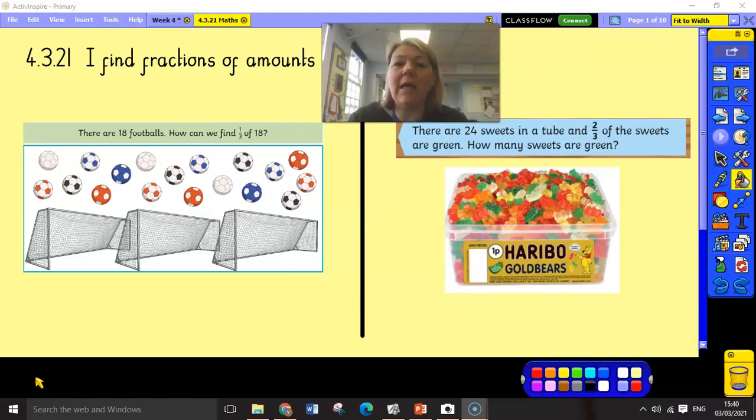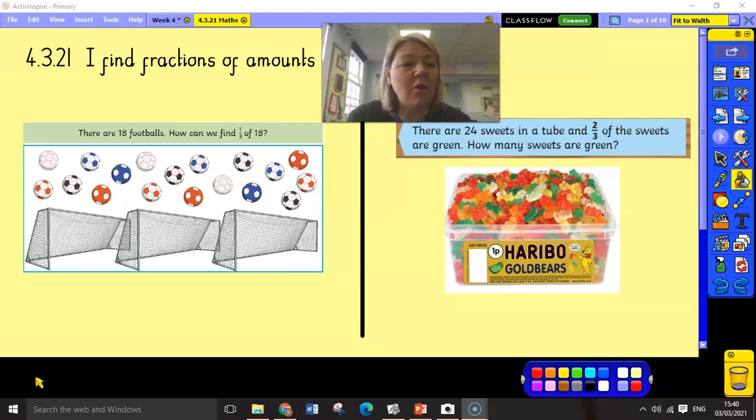I know that in school we found it a little bit tricky finding fractions of amounts, and that's okay because it was the first time we've done it. So if you found it tricky yesterday at home, that's okay. You don't need to worry. We're going to have a little bit more of a practice at finding fractions of amounts today.